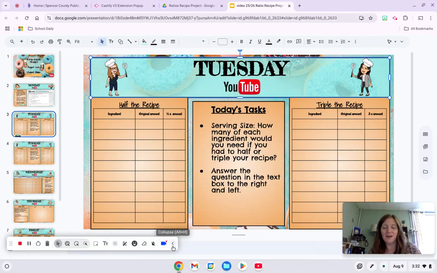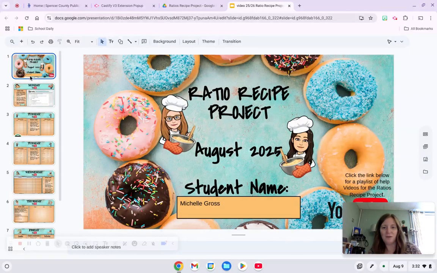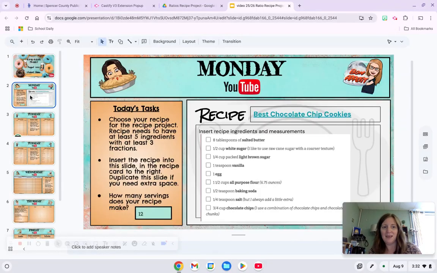Welcome back. We are on Tuesday of the Ratios Recipe Project. Make sure that you have the first slide done with your name and Monday's slide where you've listed your recipe. If you haven't had a chance to do that yet, go back and watch the video from Monday and do that first before this is done.